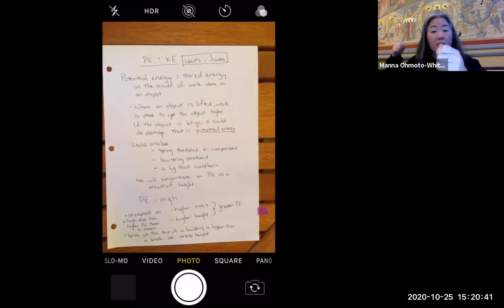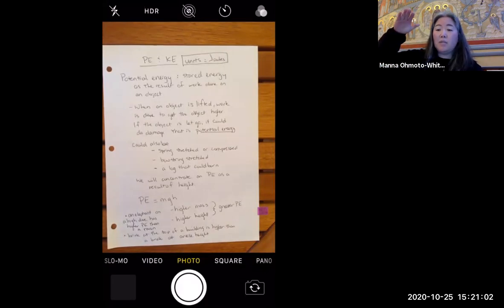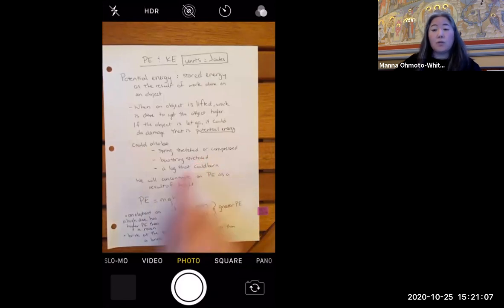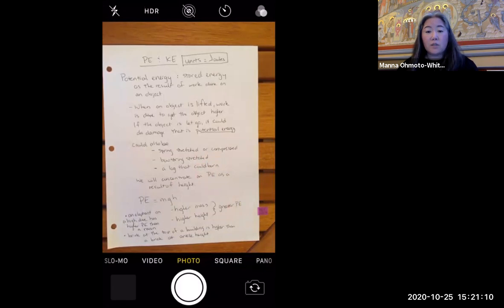A bowstring that you're pulling, a log that can burn. So the food that we eat, when we look at it, we say it has a certain amount of calories in it. That's potential energy. That's the potential energy that we have that if I ate it would enable me to do work. So we'll concentrate on potential energy here as a result of height. So lifting something to a high object, bringing it down. The other ones, the spring and the bowstring, you would encounter in other physics courses. And the log that can burn, that's going to be concentrated on in chemistry next year.